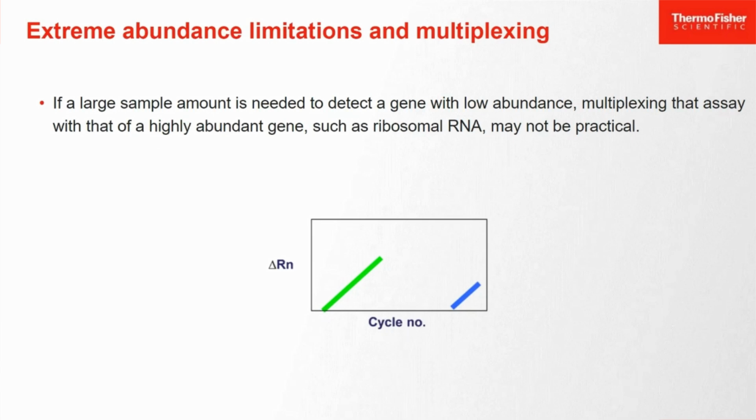Now, how this relates to multiplexing is, let's say one decides to multiplex 2 assays. One assay is for a gene that's very abundant, maybe like ribosomal, for example, and another one is for a very low abundant target. So if you need to add a large amount of sample in order to see the low abundant target, it's possible, maybe, that the highly abundant target may max out PCR. So that might not be a good idea to multiplex those two.